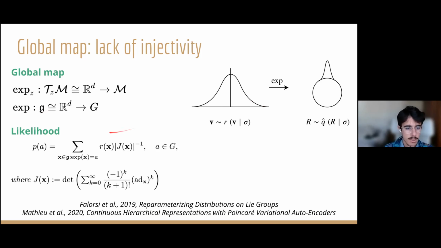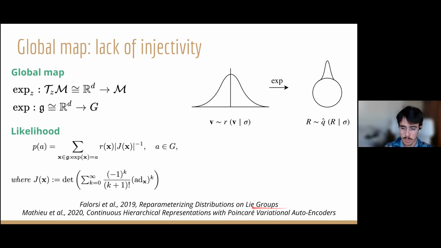And so the issue is that if you want to evaluate the likelihood, you have to sum over all the pre-images, which can be an infinite sum. Also, this Jacobian term is not always easy to compute, though for simple groups like SO(3) or SO(2) you can easily compute it in closed form. So this is another inconvenience, the lack of injectivity, because you have this infinite series that appears.